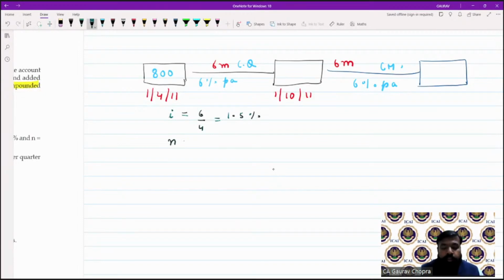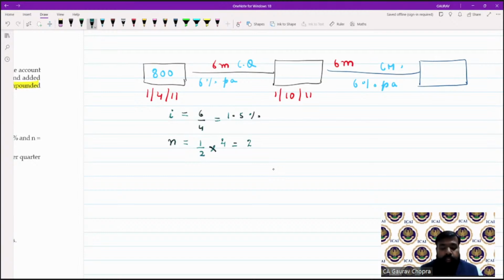Then the number of time periods. Time period is 6 months. 6 months means half year. Multiply by quarterly, so we have to multiply with 4. Therefore, we are getting 2 quarters. Of course, there are 2 quarters in 6 months. So n is equal to 2.